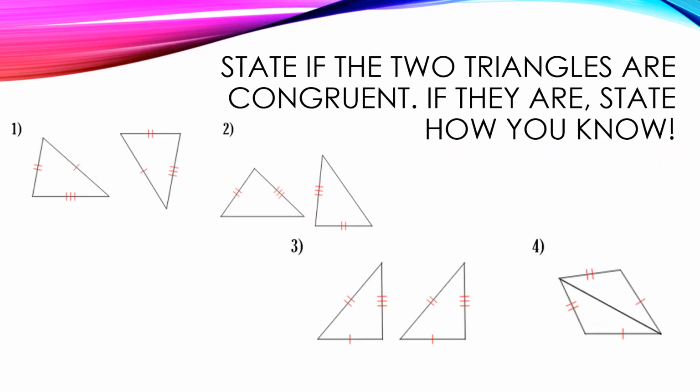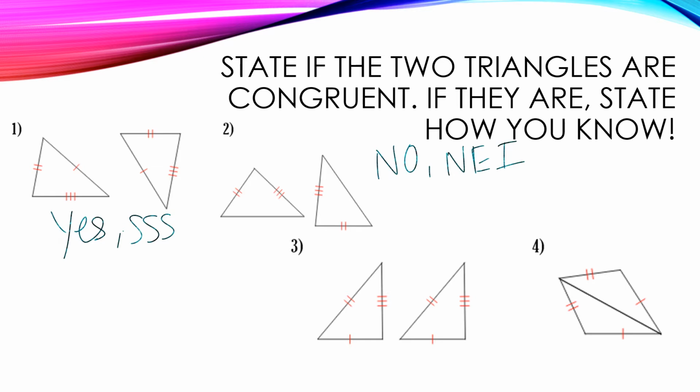State if the two triangles are congruent. If they are, state how you know. So number 1 has all 3 sides congruent in both triangles. So that would be congruent by side, side, side. Number 2, you only have 2 of the 3 sides congruent. You cannot assume that that last side is congruent, so it's no. And I abbreviated, or I put down NEI, which means not enough information, and you can write that.